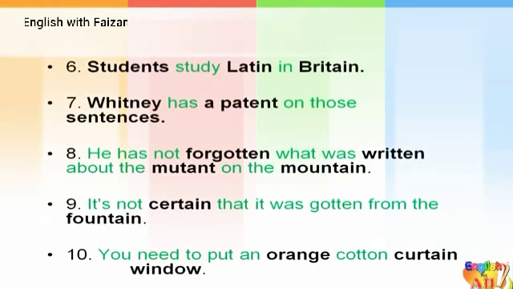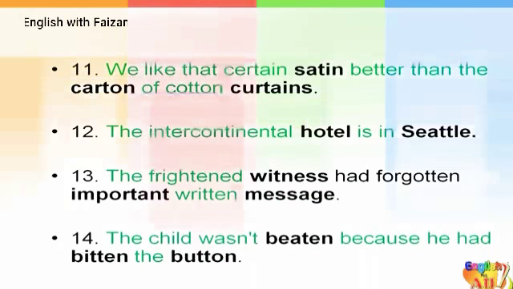7. Whitney has a patent on those sentences. 8. He has not forgotten what was written about the mutant on the mountain. 9. It's not certain that it was gotten from the fountain. 10. You need to put an orange cotton curtain on that window. 11. We like that certain satin better than the carton of cotton curtains.